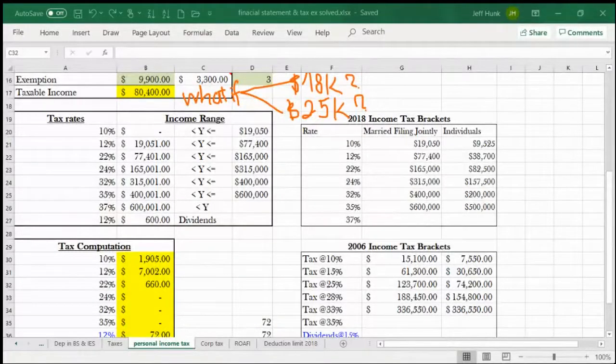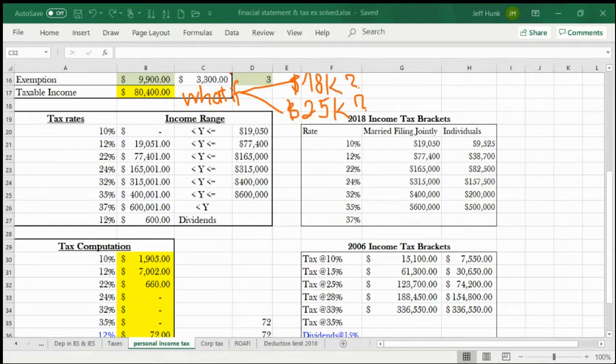Hello, and welcome back to the continuing lecture in corporate finance. And our topic is taxation, or tax computation.